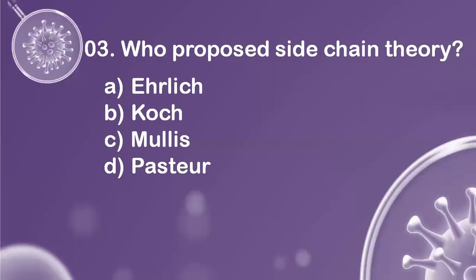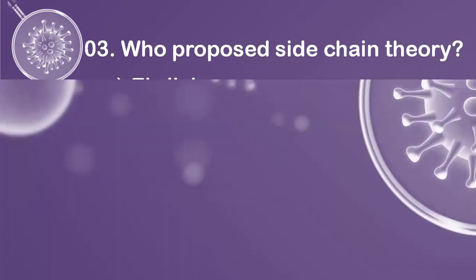Next question. Who proposed the side chain theory? Option A, Paul Ehrlich. Option B, Robert Koch. Option C, Mullis. Option D, Louis Pasteur. Here the right answer is option A, Paul Ehrlich. Paul Ehrlich proposed the side chain theory of antibody production.